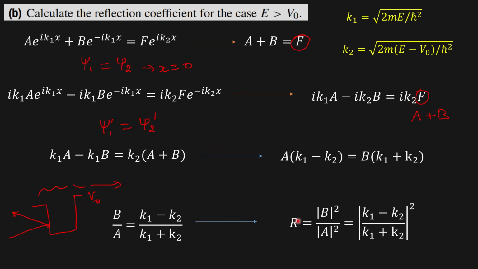So what is the reflectivity? It is the modulus square of B over the modulus square of A. That is, (k1 minus k2) over (k1 plus k2), modulus square.